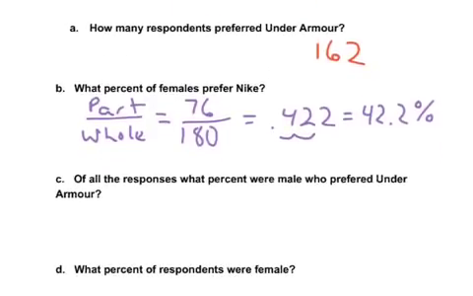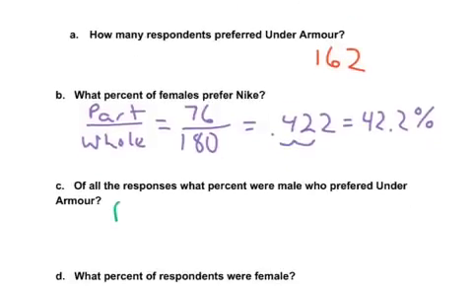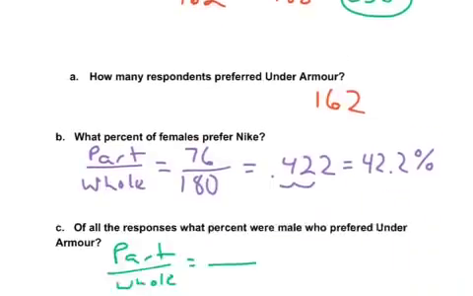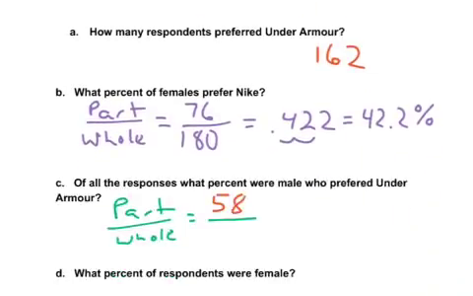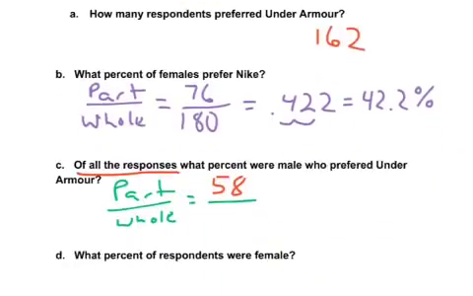All right, and part C. Of all the responses, what percent were male who preferred Under Armour? So let's get our ratio down here, part to whole. So to figure out the part, we need to figure out what we're looking for. Well, we need male who like Under Armour. So Victoria, how many males like Under Armour? That would be 58. You get that right there. So we're going to write 58 up top. Now, of all the responses, that's the key phrase here. That tells us that we want to know the total of the people who responded. So Victoria, how many people responded? 350, and that's our magic number right here in the corner that tells us how many people responded. So let's go ahead and write that down.